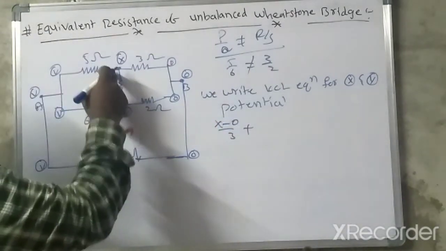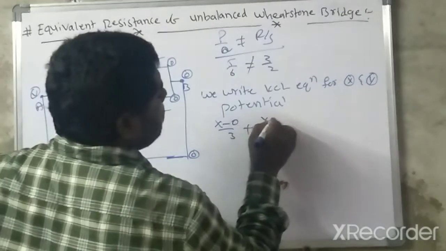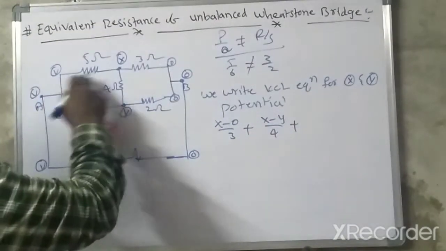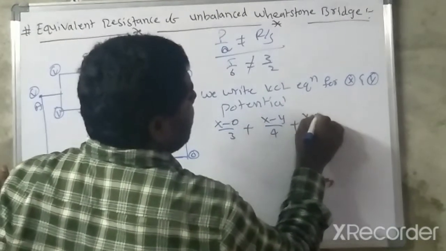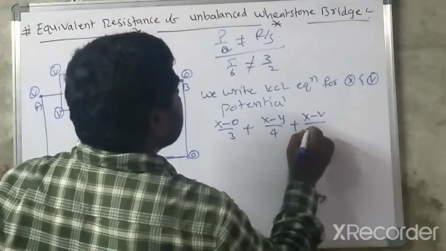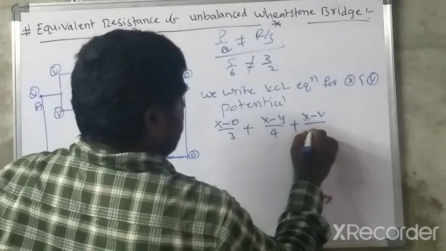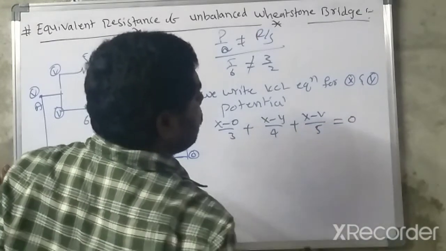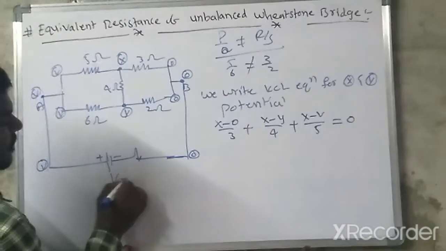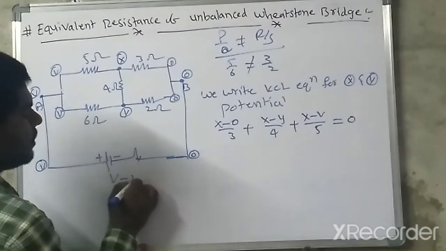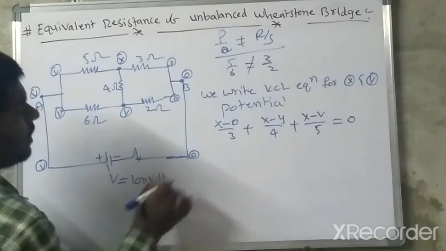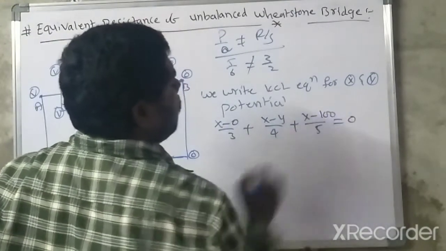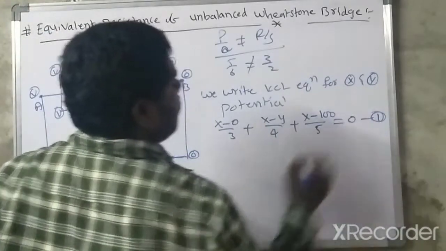Similarly, X minus Y divided by 4, plus X minus V divided by the resistor 5, that should be equal to 0. If this battery value I am going to consider 100 volt, you may substitute here V is equal to 100 volt. This is equation number 1.